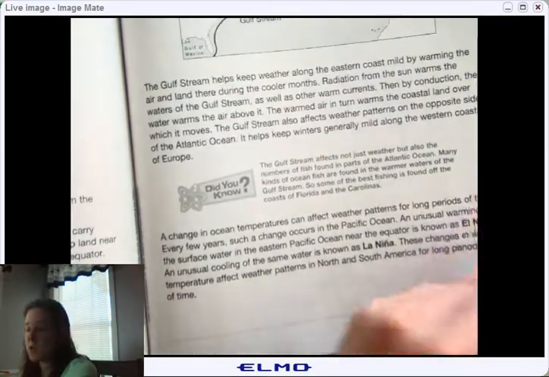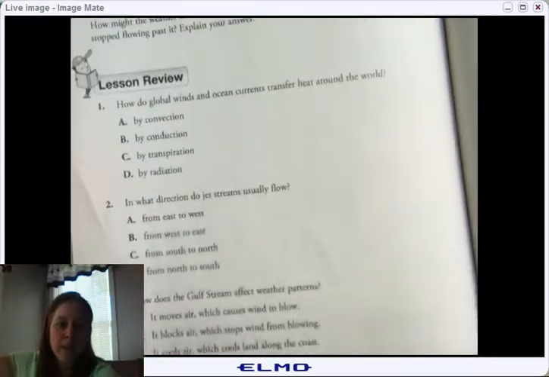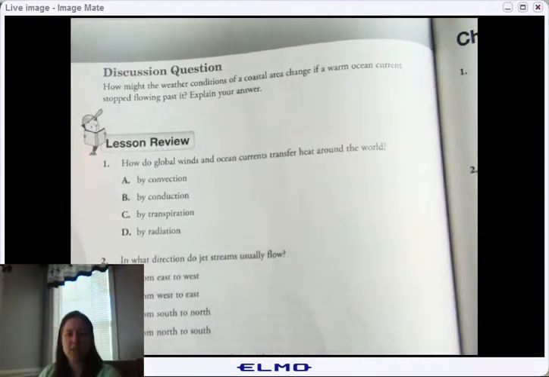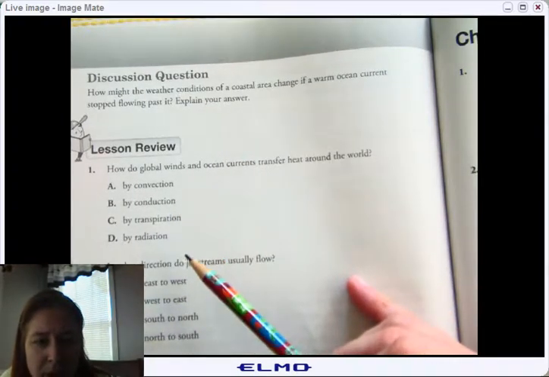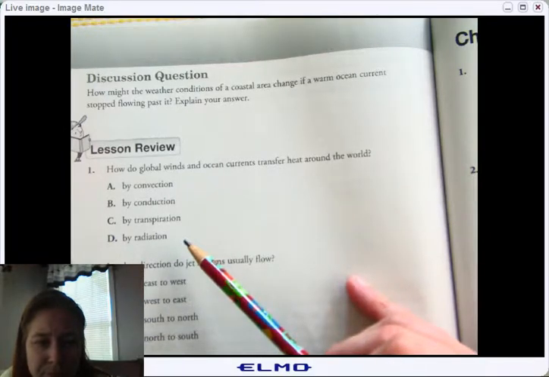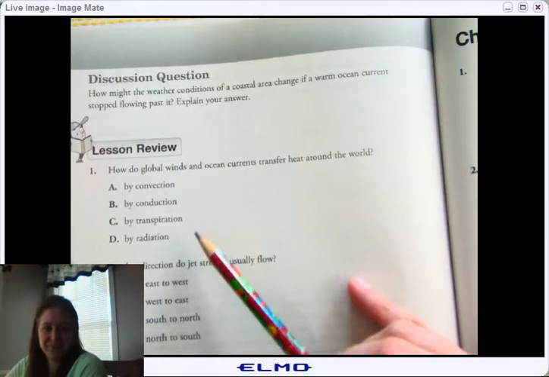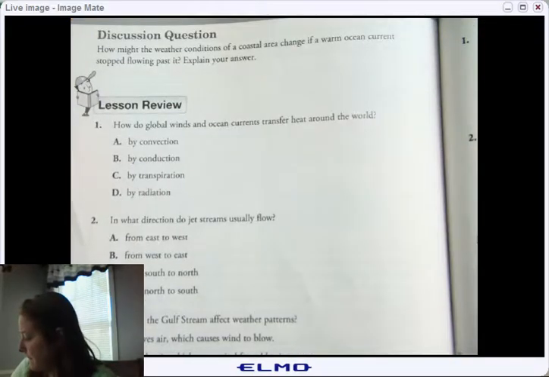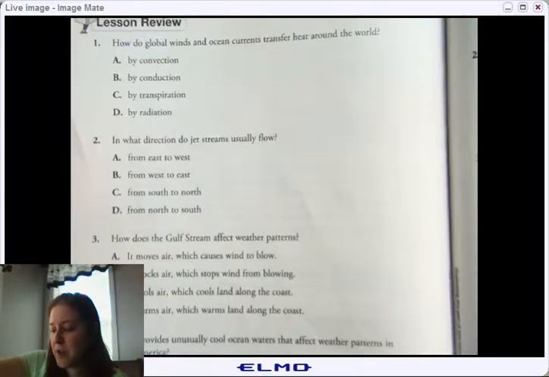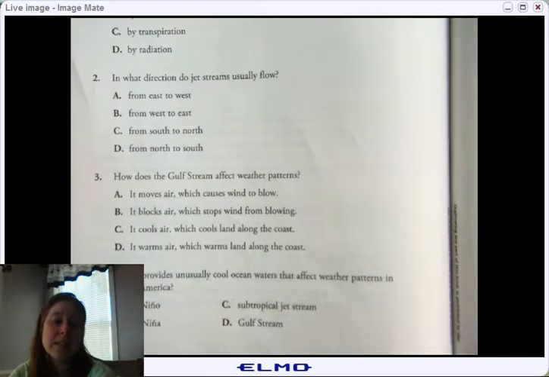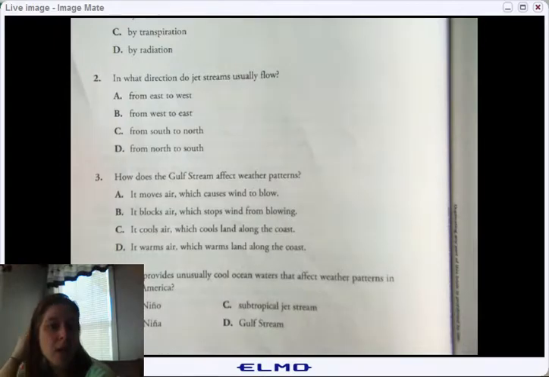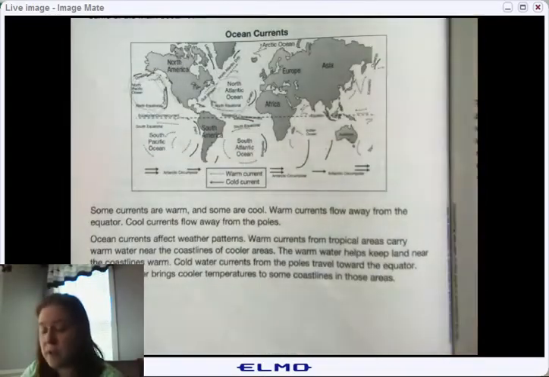Okay, we're going to look at our questions over here. How do global winds and ocean currents transfer heat around the world? By convection, by conduction, by transpiration, or by radiation? In what direction do jet streams usually flow? From east to west, from west to east, from north to south, or from south to north? Jet streams. If you don't know, go back and look at your notes about jet streams and what direction they move.